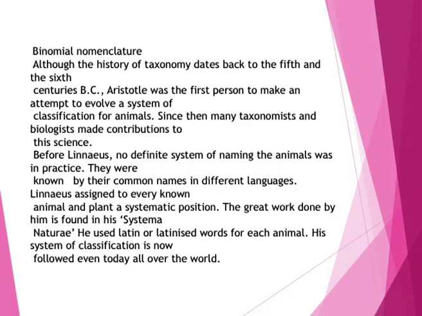Next comes poultry. Rearing and breeding of fowls is called poultry. Now let us have a glance at binomial nomenclature. Although the history of taxonomy dates back to the 5th and 6th centuries BC, Aristotle was the first person to make an attempt to evolve a system of classification for animals.